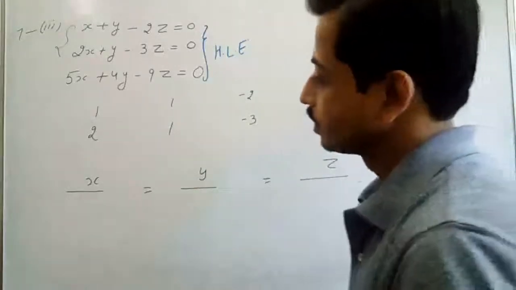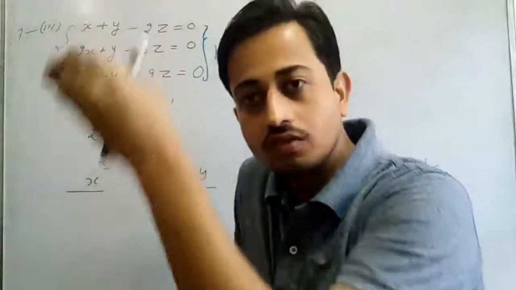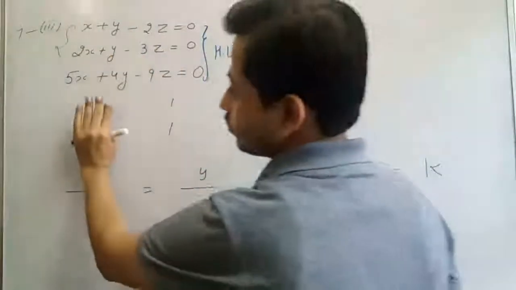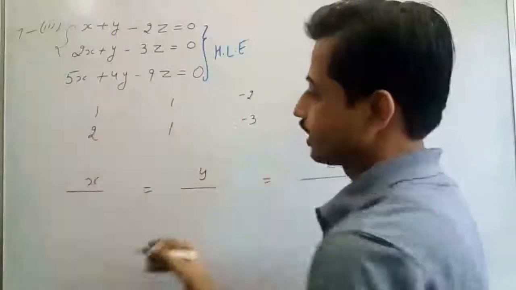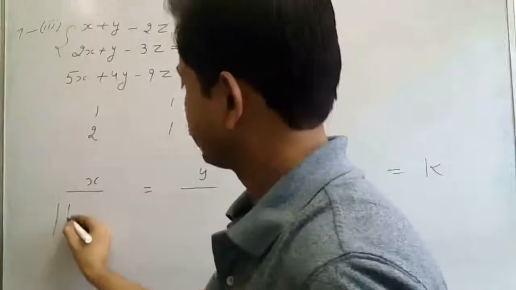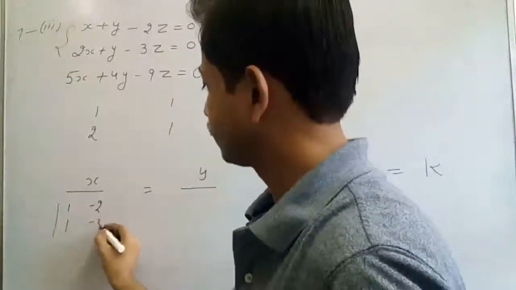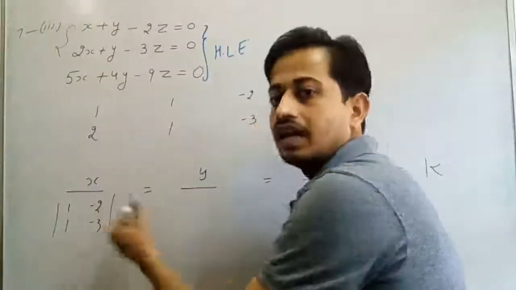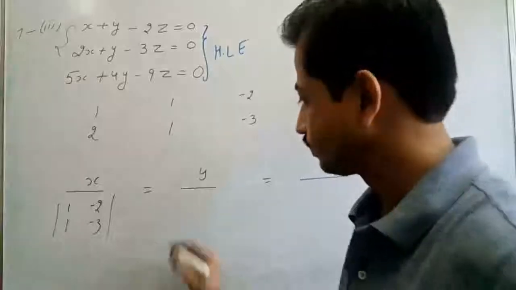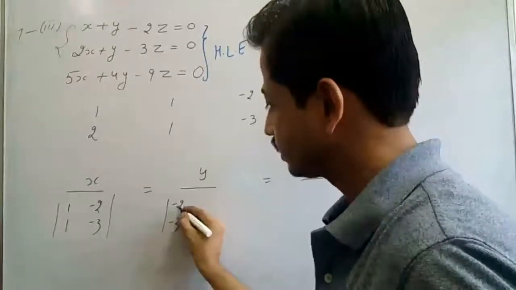Now what we have to do? We have to find out the values of x. So remove the coefficient of x. If we remove the coefficient of x, what do I get? These two. Right here 1, 1, minus 2, minus 3. Next step is, you have to write the second column as it is into the y. So this is minus 2 and minus 3 is as it is.